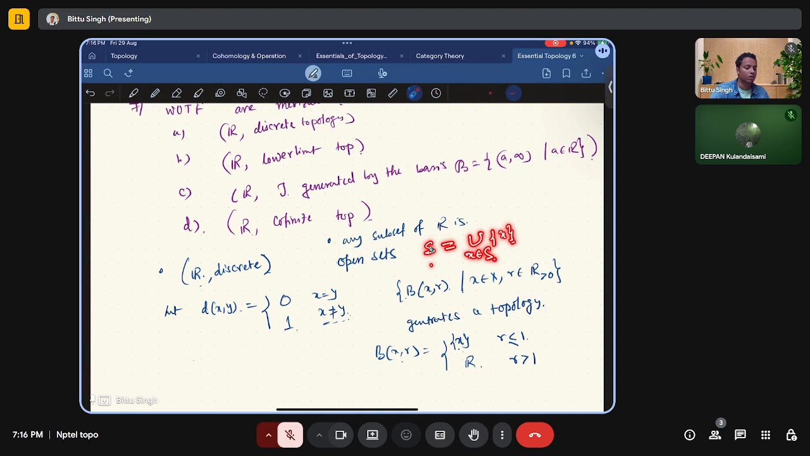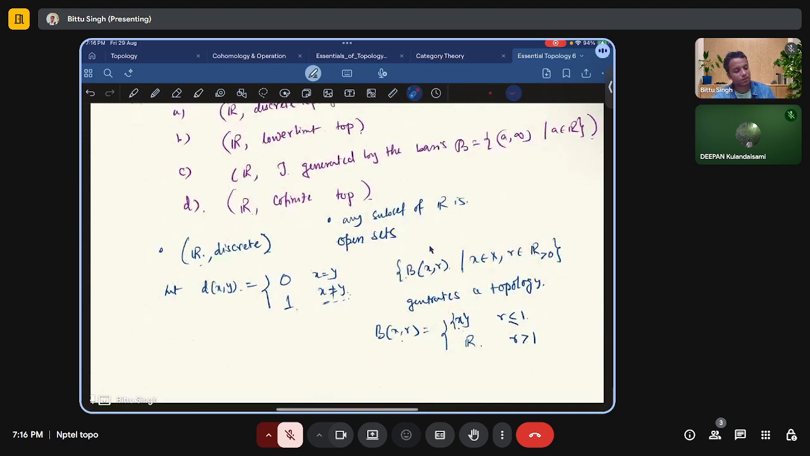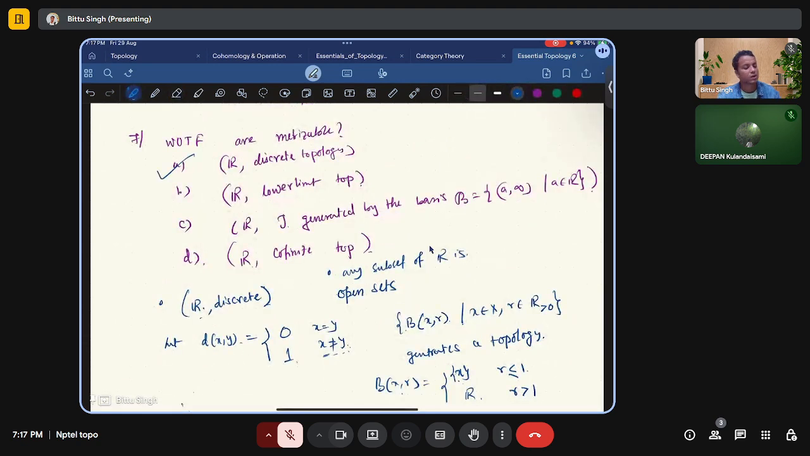Therefore, any arbitrary subset of this R is open with respect to this basis. Hence, R with discrete metric is actually discrete topology. This is actually metrizable. Now, what about lower limit topology?